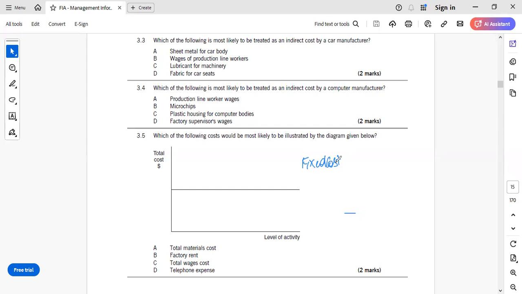Okay, now we will decide which option is right option. Option A, total material cost, it is your variable cost. Factory rent, it's your fixed cost. Wages cost, variable cost. Telephone expense, mixed cost. So option B is right option because the graph shown is fixed cost graph. Option B is right option.